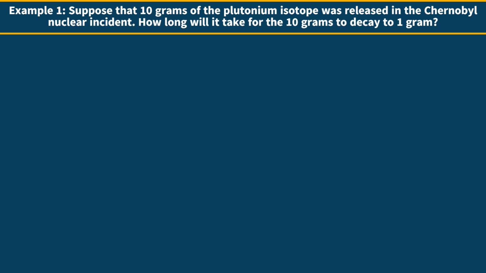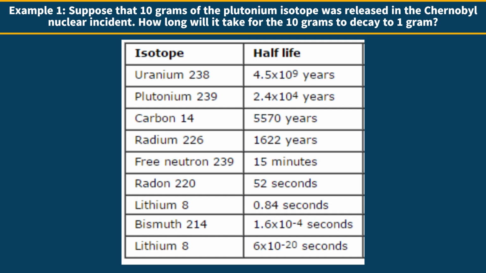Whenever we are looking at radioactive decay models, radioactive materials are measured in terms of their half-life. The half-life is the number of years required for half of the atoms in a sample of radioactive material to decay. So here's a chart of some radioactive isotopes. For our problem, we want the half-life of plutonium. From the chart, we can see that the half-life of plutonium is 2.4 times 10 to the 4th power years, which is the same thing as 24,000 years.